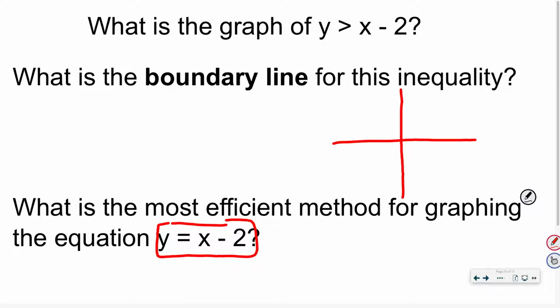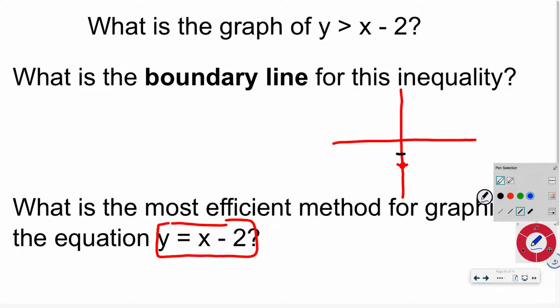The y-intercept would be negative 2. Good, so I'll put that point. So I have this point. And how else would I graph? What else would I do? The slope. What is the slope? 1. So for every 1 x, I'm going to advance by 1 y. Up 1 and over 1.